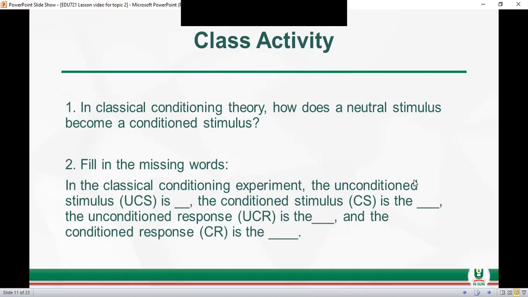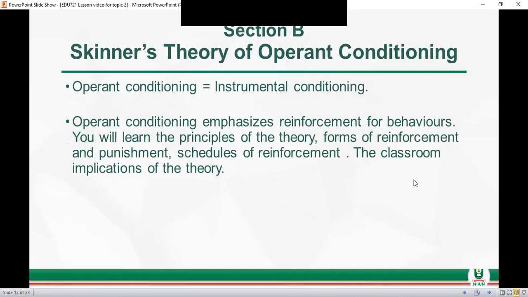So with that, let's get on to the second section of this lesson, which is on Skinner's theory of operant conditioning. Another name for operant conditioning is instrumental conditioning. Operant conditioning emphasizes reinforcement for behavior. You will learn the principles of the theory, the forms of reinforcement and punishment, the schedules of reinforcement, and the classroom implications of the theory.